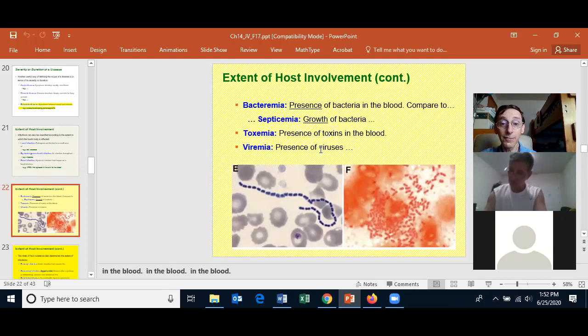Toxemia is the presence of toxins in the blood. We haven't talked much about toxins yet, but some bacteria can secrete something from their cells which is toxic to us, and that we call a toxin.